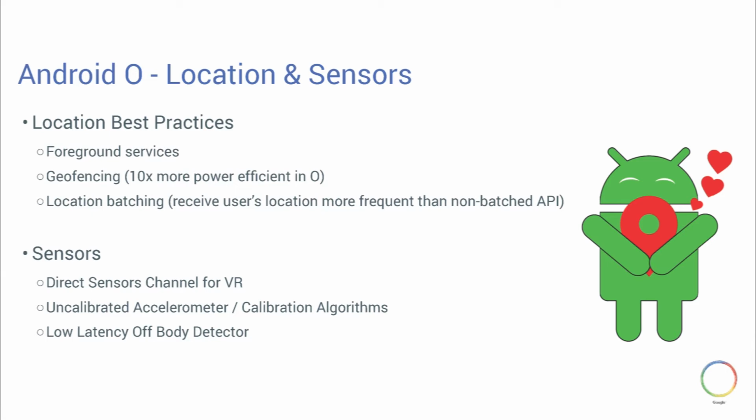Finally, we add a new type of sensor in the platform called low latency off-body detector. This is mainly used on devices like Android Wear, so you can detect whether the user is currently wearing the device or not.